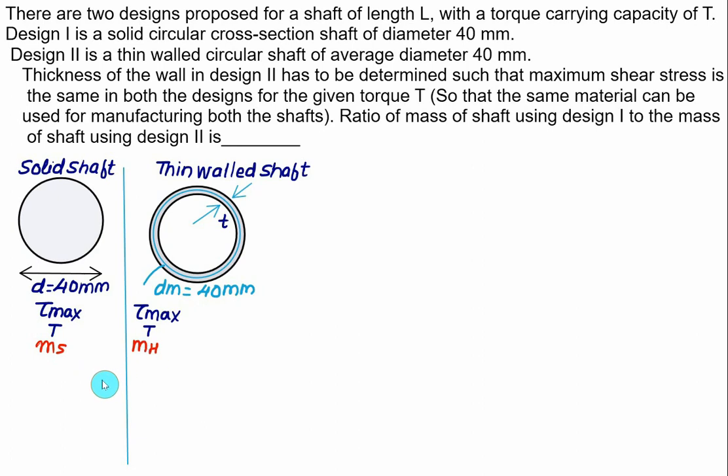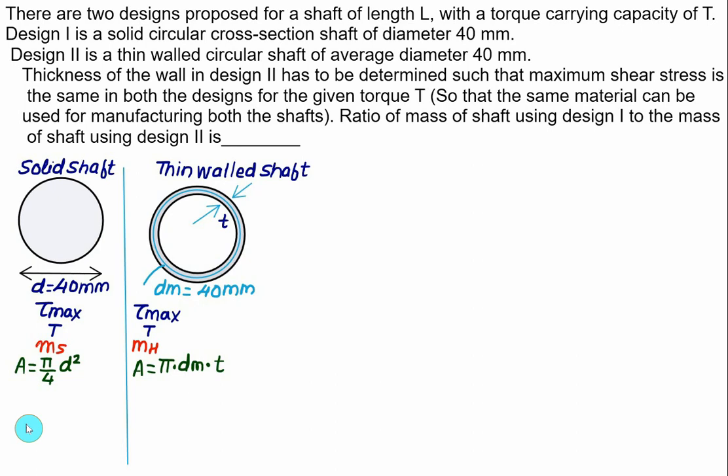To find out mass here we require the cross-sectional area. The cross-sectional area of the solid shaft will be equal to pi by 4 into d square, and the cross-sectional area for the thin wall will be equal to circumference times thickness. Circumference is pi multiplied by dm, multiplied by thickness T. It means that we need to calculate the thickness here.